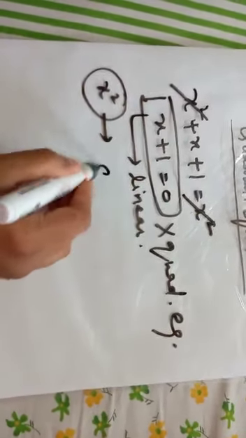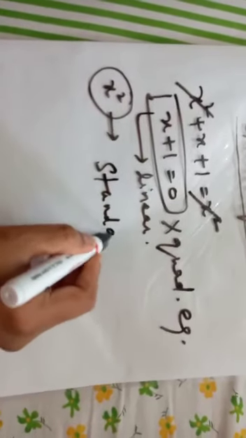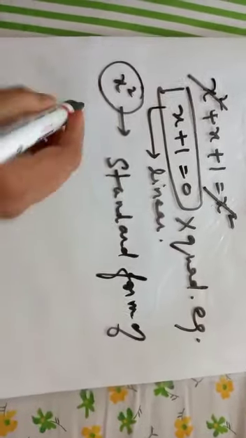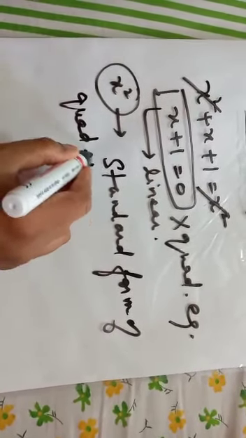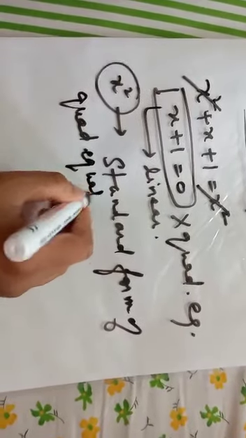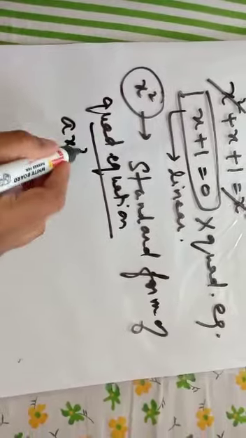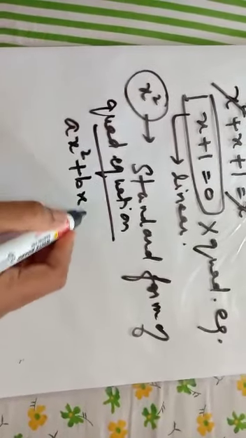So now comes the standard form of a quadratic polynomial. What is the standard form of a quadratic polynomial? No, we'll write the equation directly. What is the standard form? The standard form says ax square plus bx plus c is equal to 0.